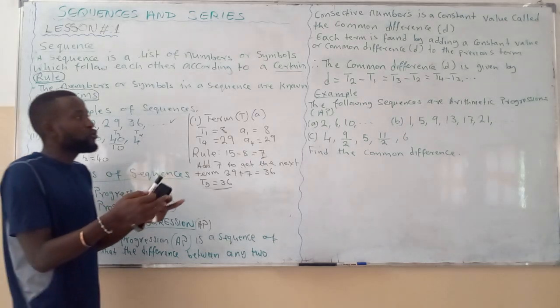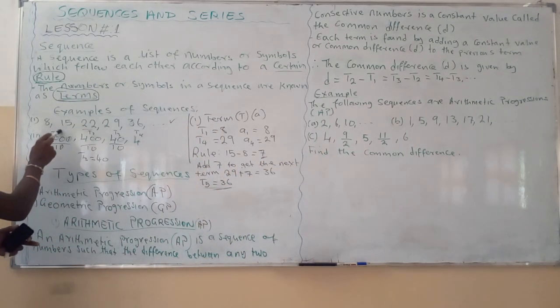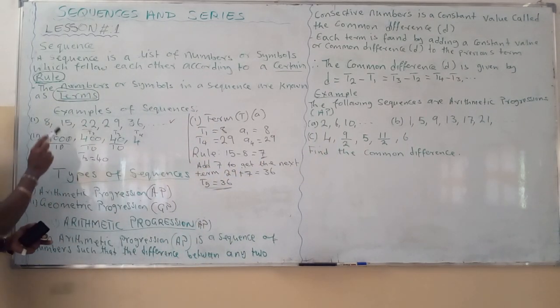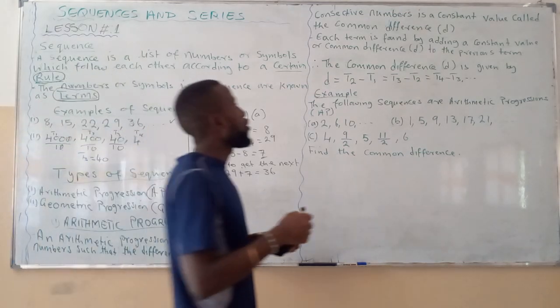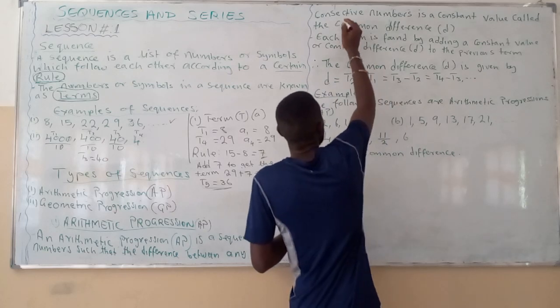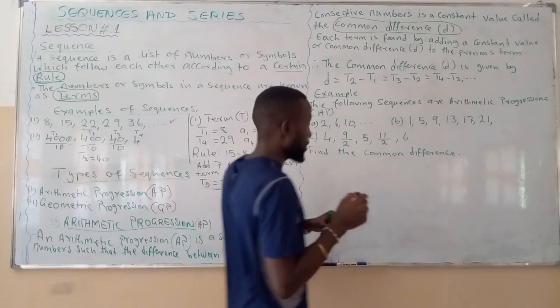So we are simply saying that arithmetic progression is a sequence in which any two consecutive numbers, like for example 8 and 15, have a difference that should be a constant. Now that constant value is what we call the common difference.